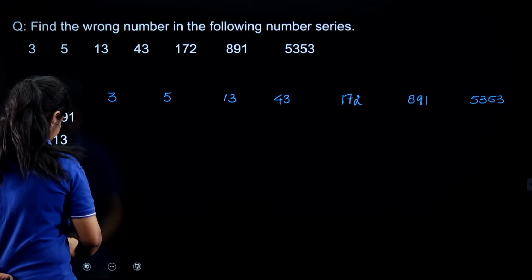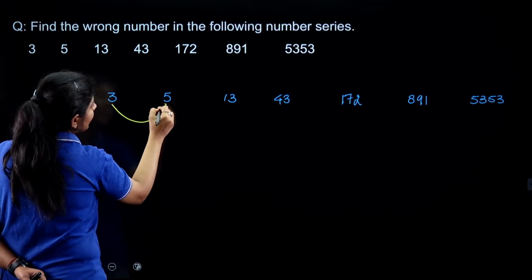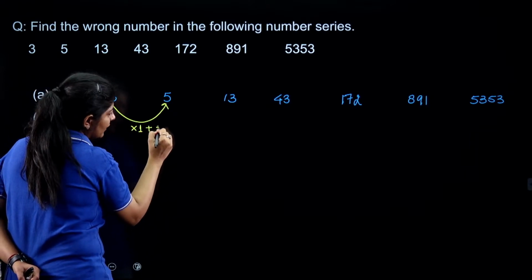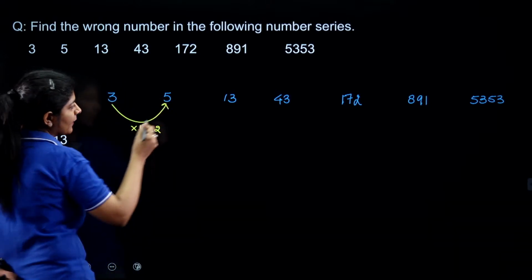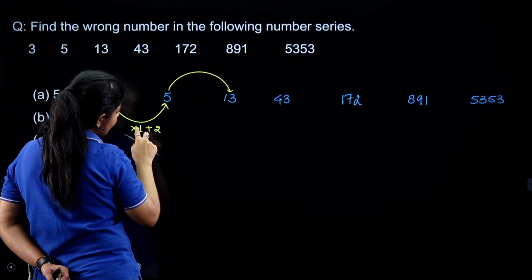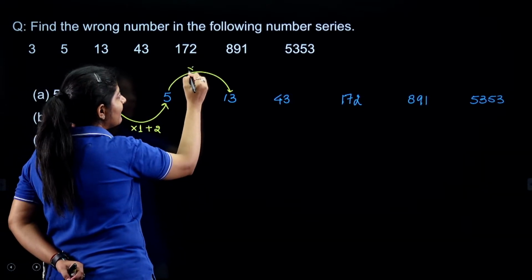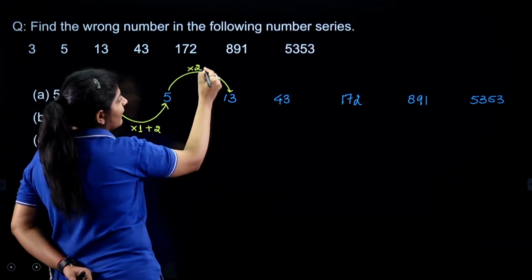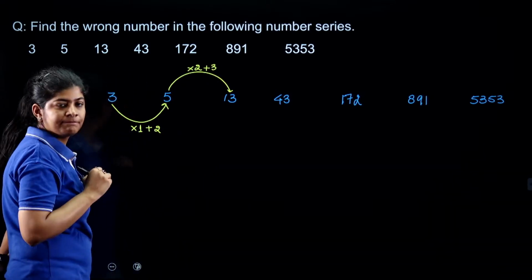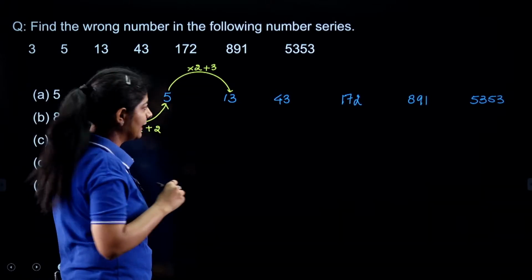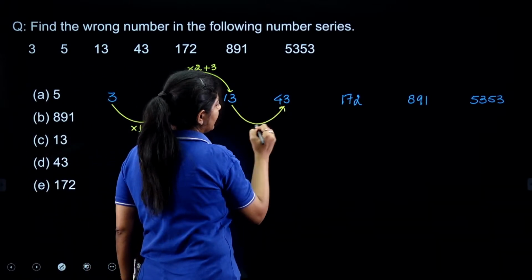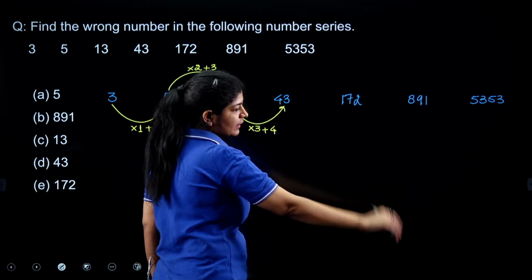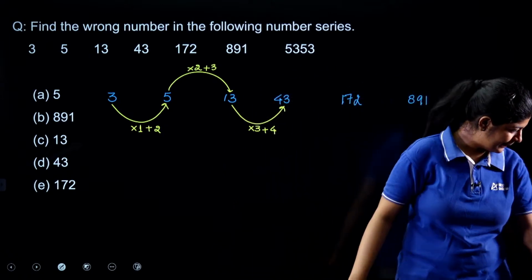But here what I got to know is, if I multiply my number by 1, I'll get 3, and after that if I add 2, I'll get 5, right? Now I increase my multiplication by 1. If I multiply this number by 2, I get 10, and I increase this number as well, and if I add 3 in it, I'll get 13. The same approach with this one: into 3, 39. 39 plus 4, 43. I guess you all know the pattern.